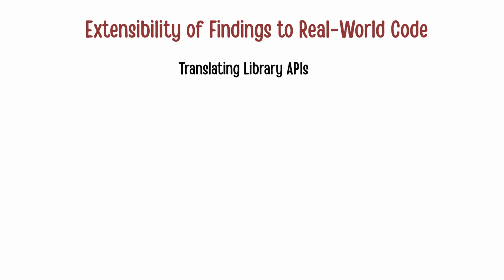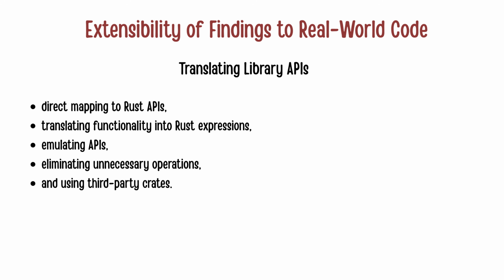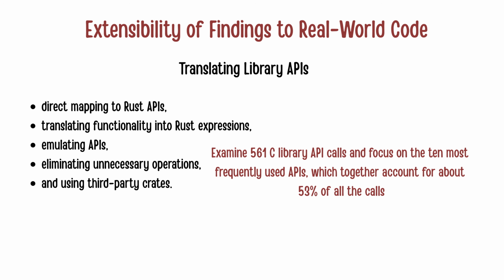The authors also investigate how uutils handles C library calls. Remember that the participants use several different strategies. The uutils project shows a very similar pattern. The authors examine 561 C library API calls and focus on the 10 most frequently used ones, which together account for about 53% of all the calls.